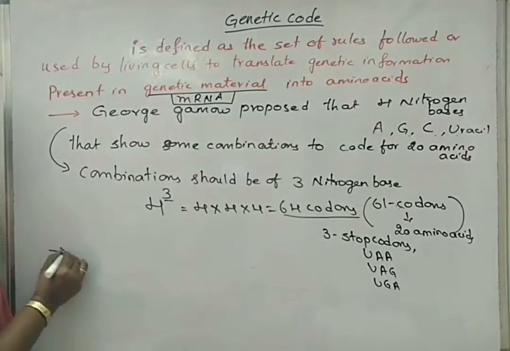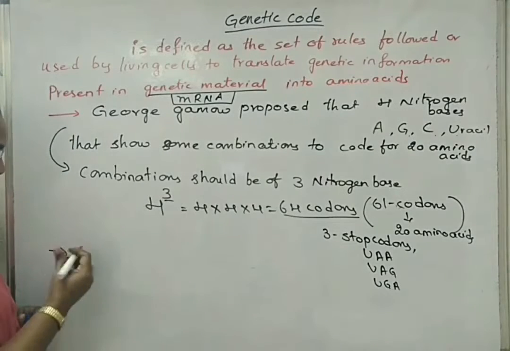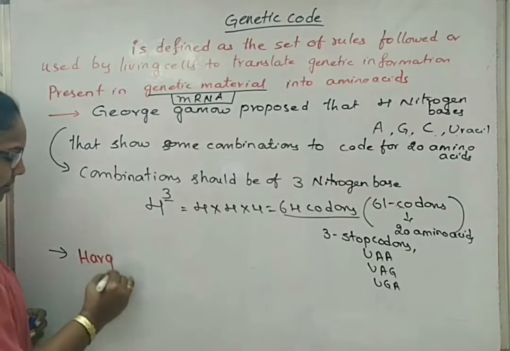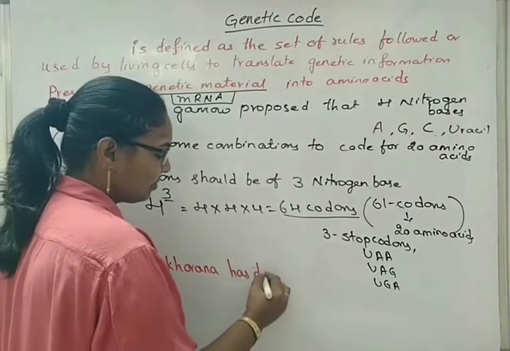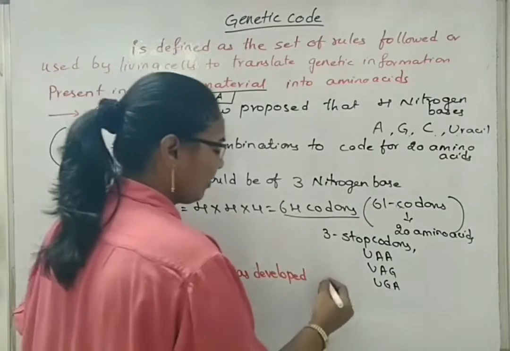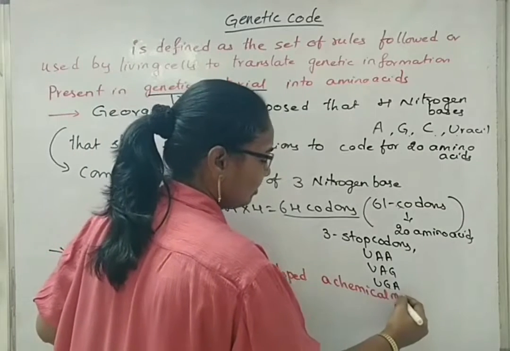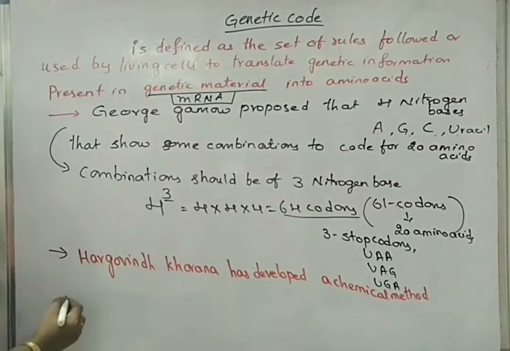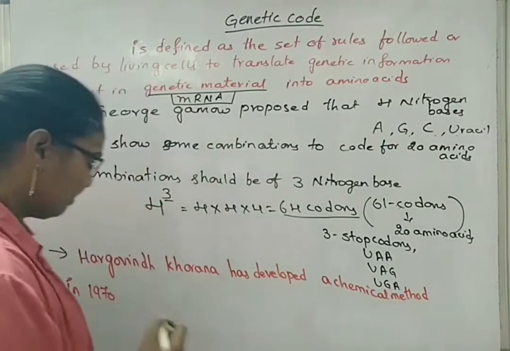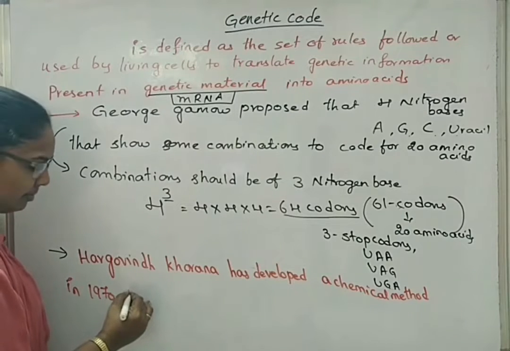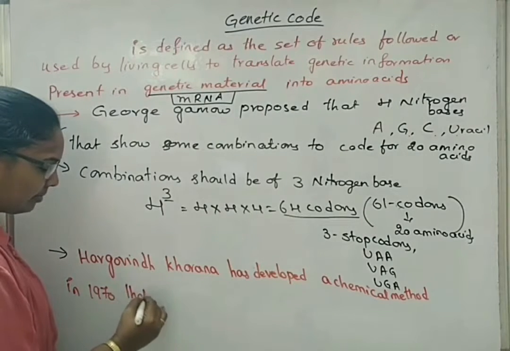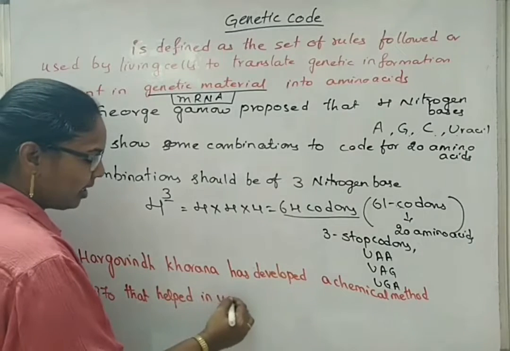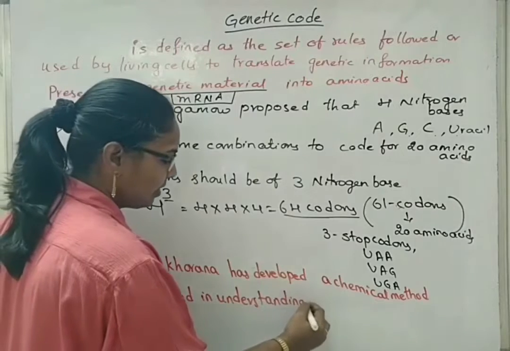Next, another scientist, Har Gobind Khorana, developed a chemical method in 1970 that helped in understanding RNA synthesis.